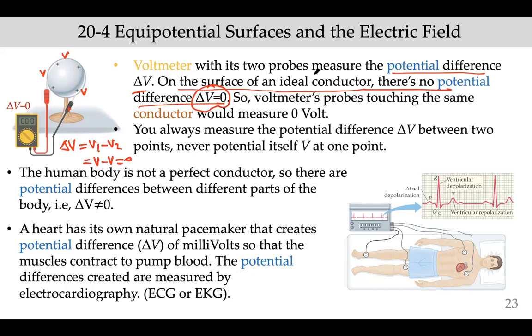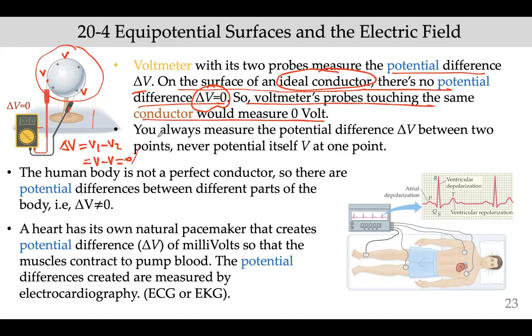That's important, if we are talking about an ideal conductor, which we can also call a perfect conductor. So voltmeter probes touching the same conductor would measure 0 volts. If you have one probe touching this charged conductor, and the other probe touching, let's say, the earth, then there would be some potential difference because earth is not charged. This conductor is charged, so it would measure some potential difference in that case.